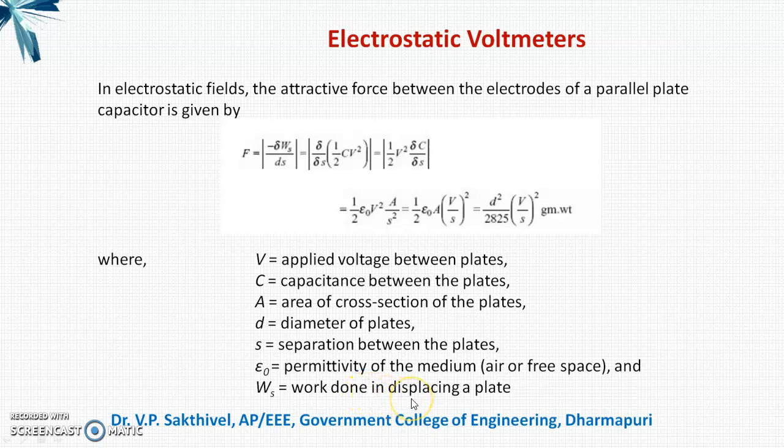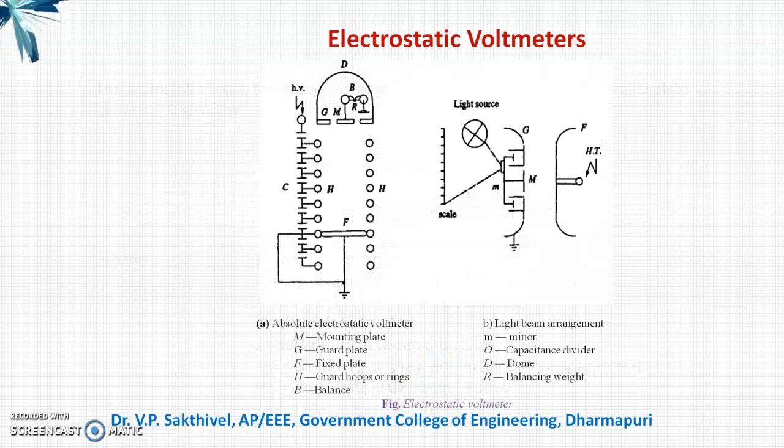In the electrostatic voltmeter, what is the basic principle behind it? You have two electrodes, one electrode fixed and the other moving. A pointer is connected to the moving electrode, and according to its movement, the pointer indicates the value. This is the basic principle behind electrostatic voltmeters. This is the construction of electrostatic voltmeters.